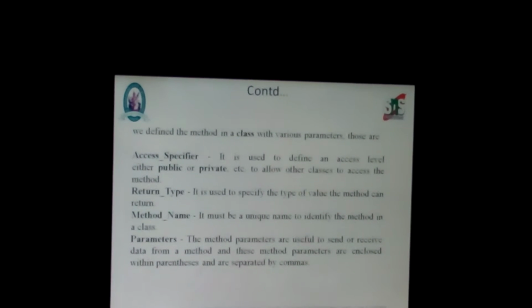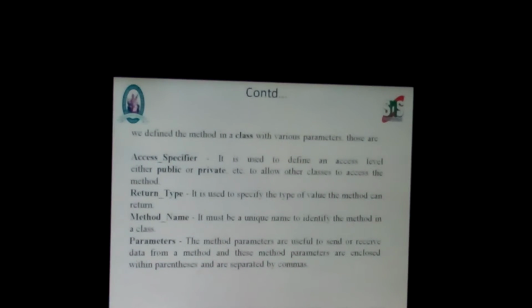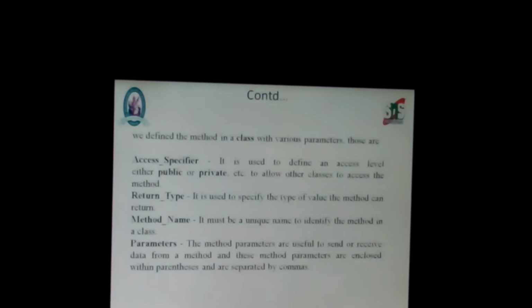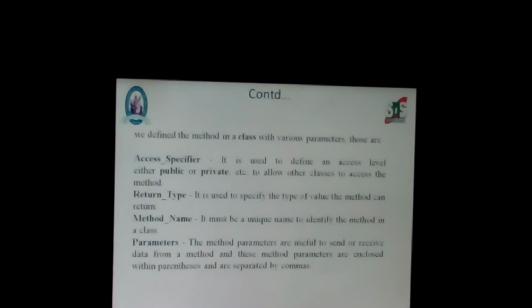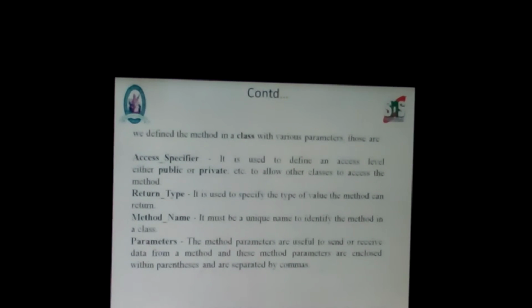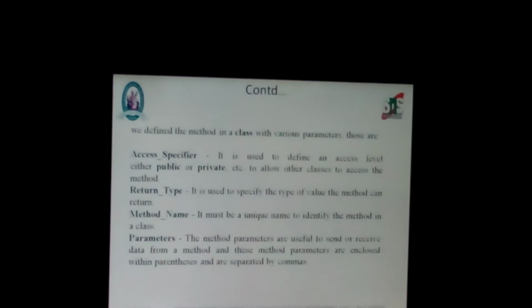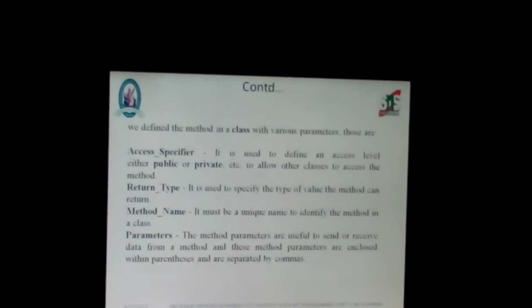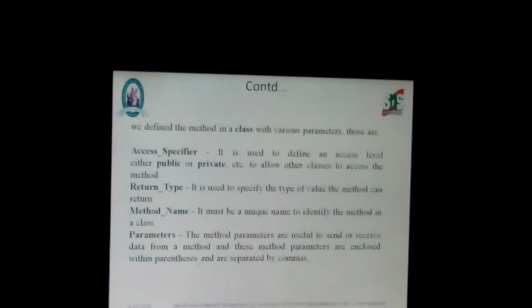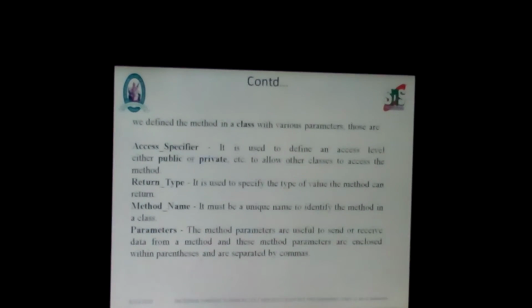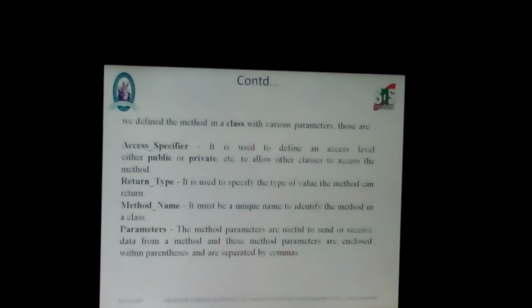We define a method in a class with various parameters. Like access specifier, we have either public or private, to allow other classes to access the method. Then return type is used to specify the type of value the method can return. Then method name must be unique to identify the method in a class. And then parameters are useful to send or receive some data from a method.